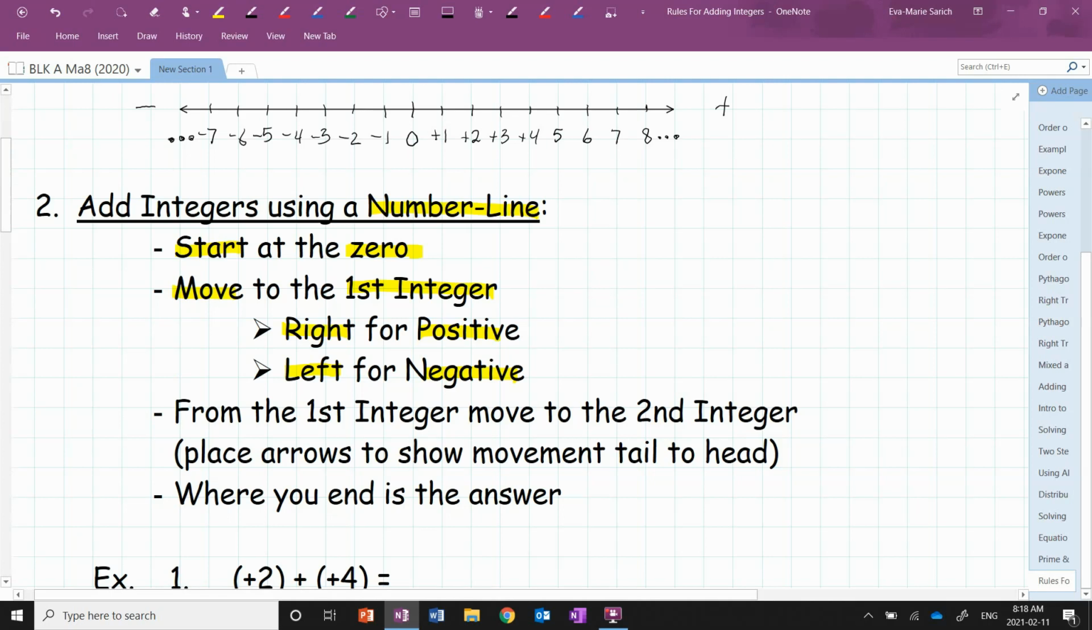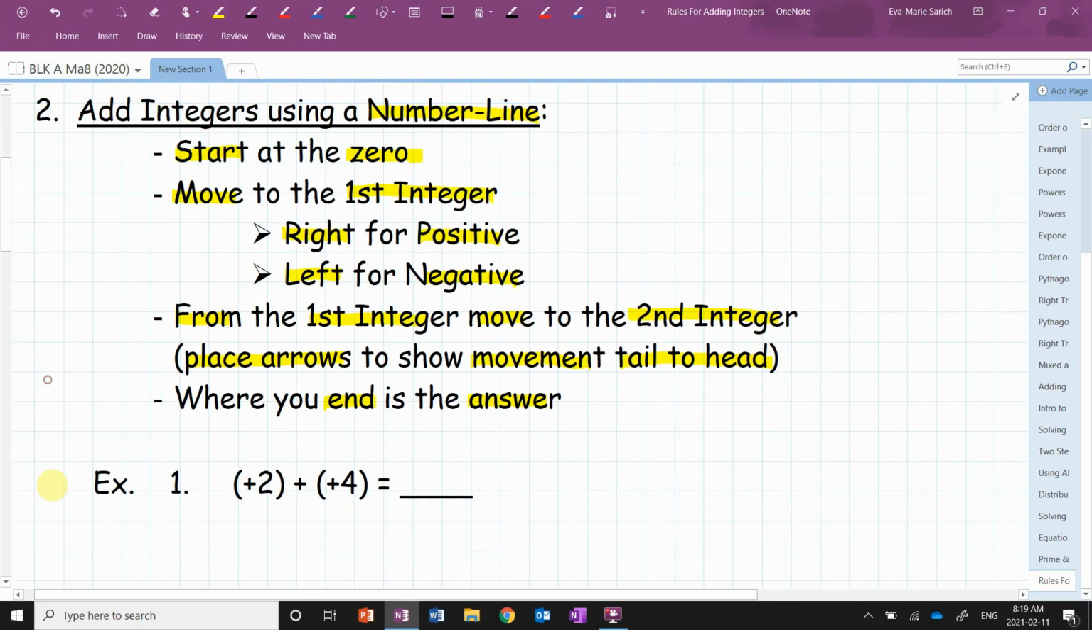Once you've gone to the first integer, then from that first integer, you're going to move to the second integer. And again, depending on the sign, you're going to move to the right if it's positive, and you're going to move to the left if it's negative. And when you do that, you're going to place arrows to represent those integers, and you're going to show the movement with an arrow. Which direction are we going? And we're going to place them tail to head. So the tail of the second integer goes on the head of the first integer. And then where you end is actually your answer.